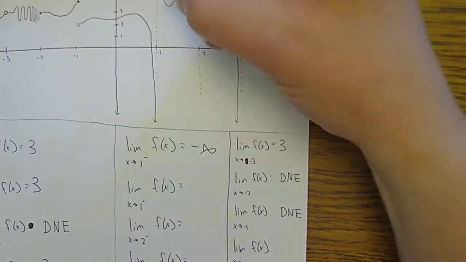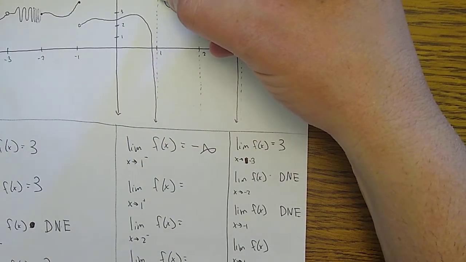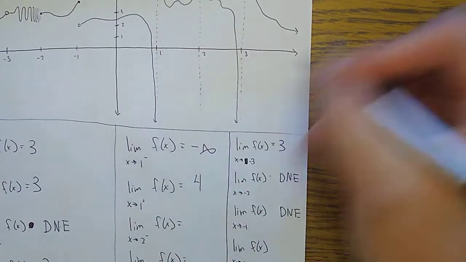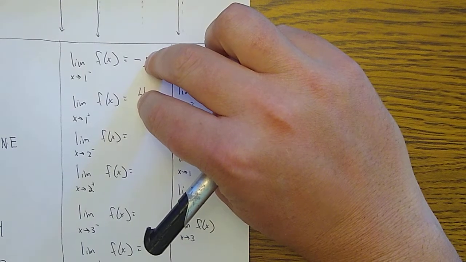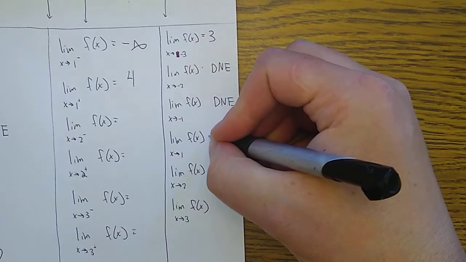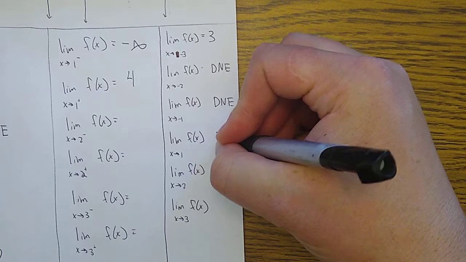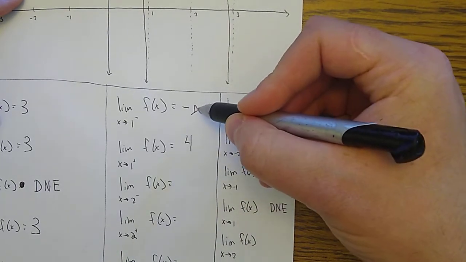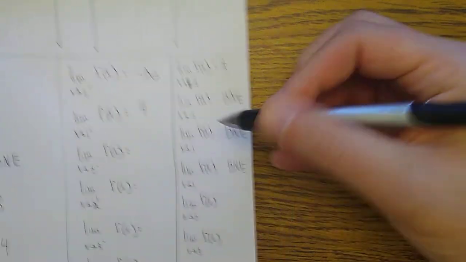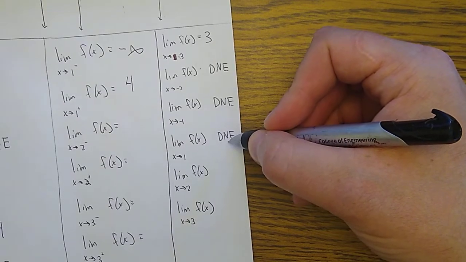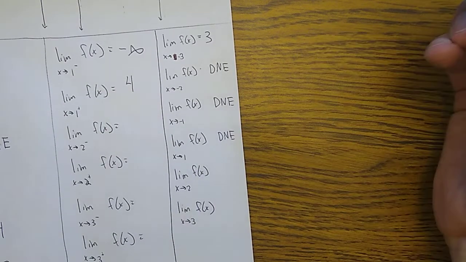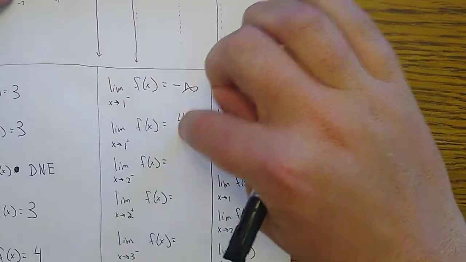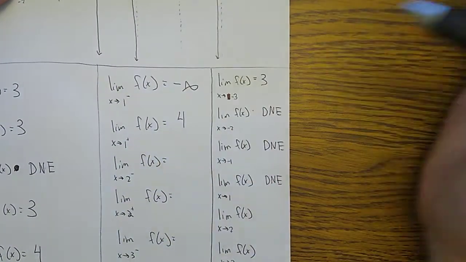Meanwhile, if x is going to 1 from the right, I'm just going to this point, so I would say this is 4. So now that I've done 1 from the left and 1 from the right, I can go down here. This is also does not exist, basically because these two didn't match. By the way, if these were both -infinity, then I would say this one was -infinity. So -infinity is a possible answer, but they didn't match. One was -infinity, the other one was 4.